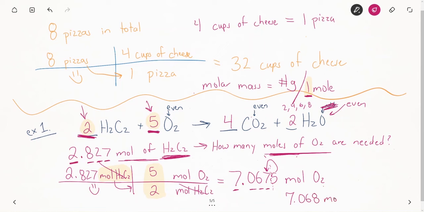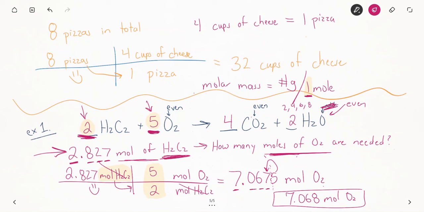7.068 moles of oxygen. Now, to quickly understand what we just did here and what this means in actuality, it's actually kind of awesome and a powerful thing. This is where chemistry, I think, actually gets interesting. We started with 2.827 moles of acetylene gas. Well, the balanced chemical reaction up here, that's really our recipe. Just like our situation with the pizzas, this is a recipe. It's saying you need 2 moles of this to go with 5 moles of this to make 4 of this and 2 of that. Okay, well, that's not always the case.